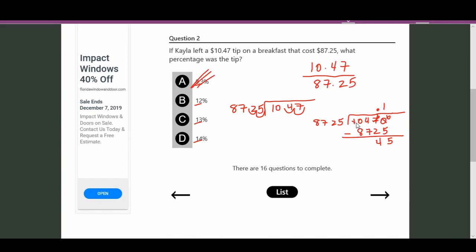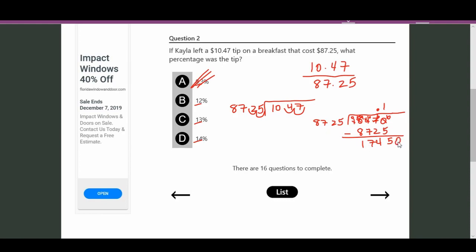So I'm going to borrow this 1. That's going to become 0. This is going to become 10. I have to borrow it one more time. This is going to become 9. And this is going to become 14. 14 minus 7 is 7. 9 minus 8 is 1. 0 minus 0 is nothing. Okay? So as it stands, we have 1745. Now we're asking ourselves, how many times does 8,725 go into 1,745?